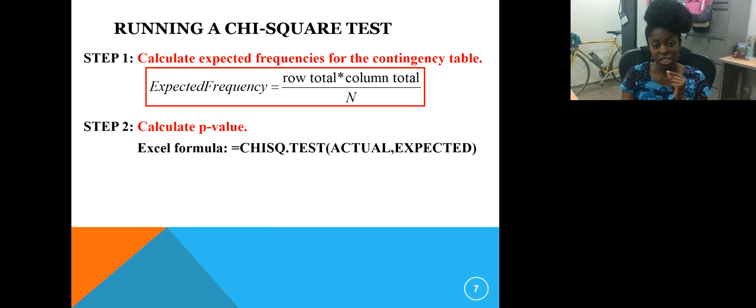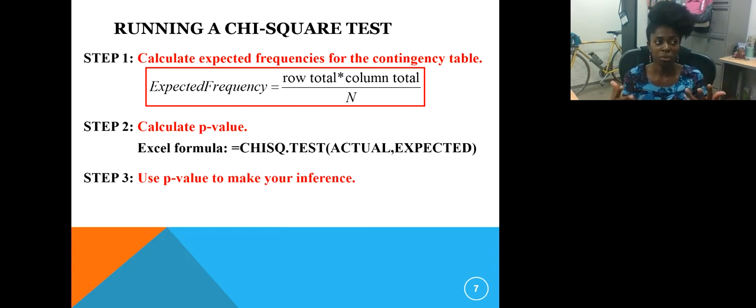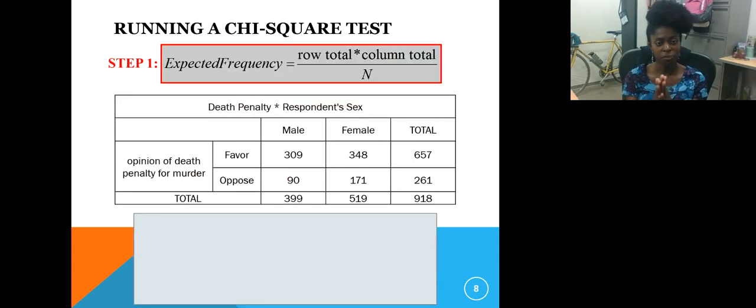We take that expected frequency, we plug it in, calculate our p-value, and then we interpret our p-value. We use that p-value to make an inference about the population. So let me step back a bit. P-value means probability of error, okay? And so just remember that as we're talking. P-value means probability of error. All right, so as we run the chi-square test, here we go.